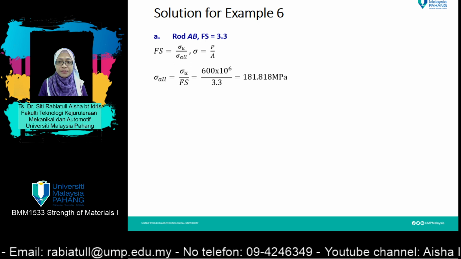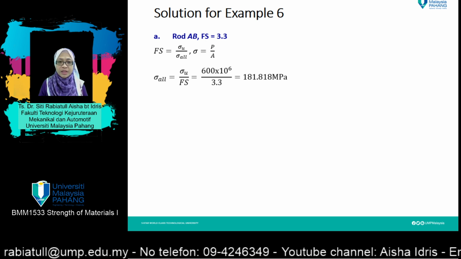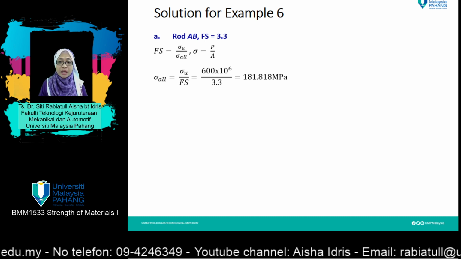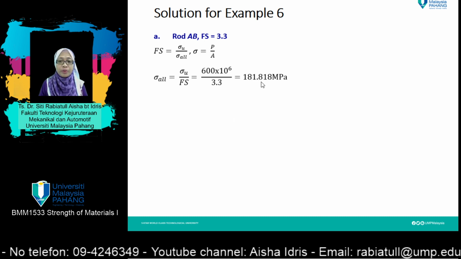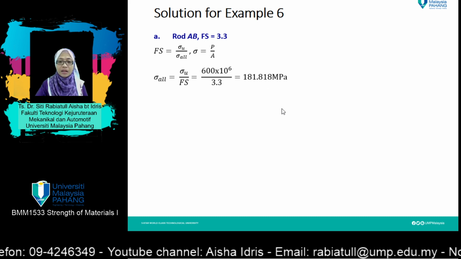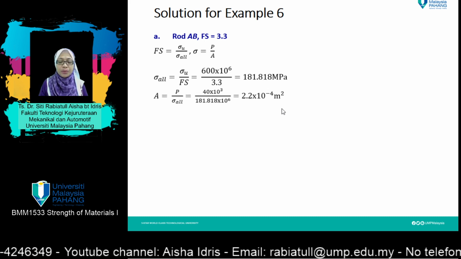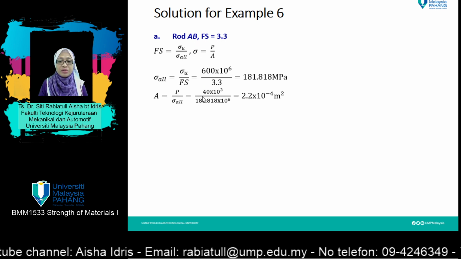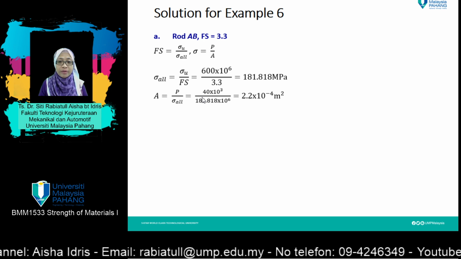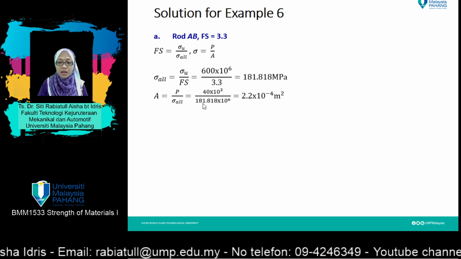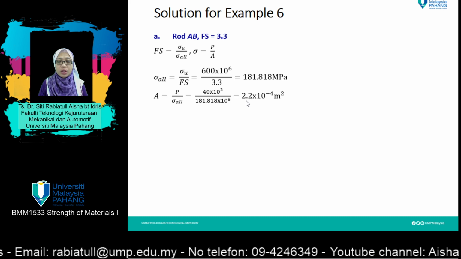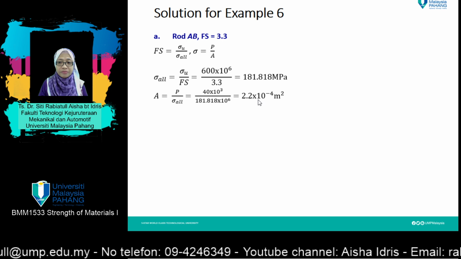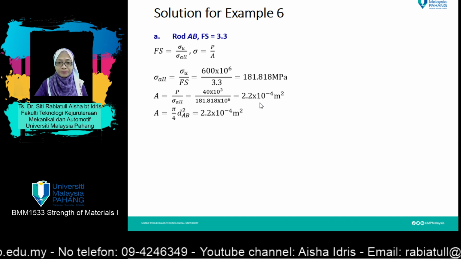So allowable stress equals sigma ultimate or sigma failure divided by factor of safety, and you'll get the value of 181.818 megapascal. After that, we know that sigma equals P over A, and just substitute all the information that you have obtained and also given in the question. You'll get the value of A equals 2.2 times 10 power of negative 4 m squared.